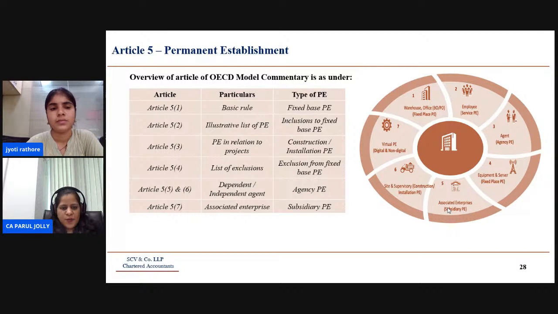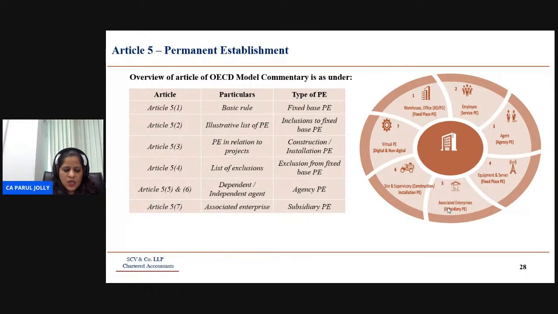Other than that, we have dependent agent PE, wherein a person acts on behalf of a person who is of another jurisdiction and fulfills certain conditions. There is an exposure of dependent agent PE. Article 5.7 OECD model commentary talks about a subsidiary generally. So what it says is a subsidiary per se is not considered as a PE. However, if it fulfills the other criteria or conditions of becoming a PE, then it is considered as a permanent establishment.